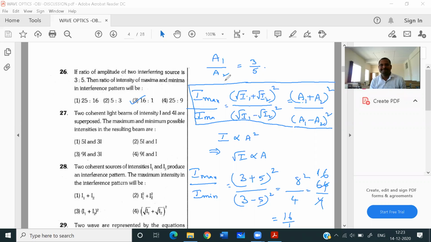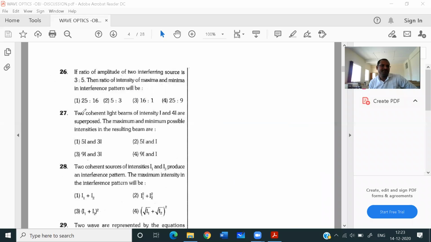Got it, students? Understanding? Easy means you should know this concept, then only you can solve. Okay, next question number 27. Two coherent sources of light beam of intensity I and 4I are superimposed. The maximum and minimum possible intensities in the resultant are?